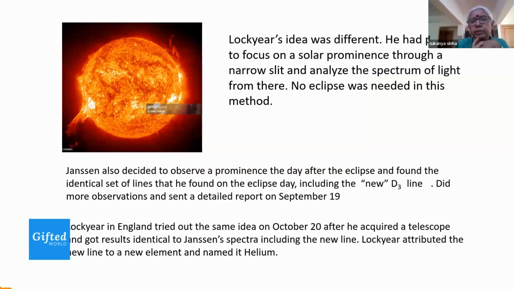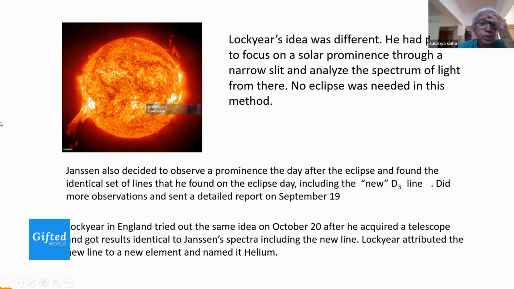So Lockyer's idea was different. He said, I'm not going to go chase eclipses. He had planned to focus on prominences on the sun, which I'm not going to get into details of. They're like bright spots, which people knew were on the surface of the sun, anchored to the atmosphere. So he said, if I can move my telescope and somehow, even without an eclipse, focus on light coming from that prominence, since I know that the prominence is on the outer atmosphere, I'll isolate light from there and see the spectrum from there.